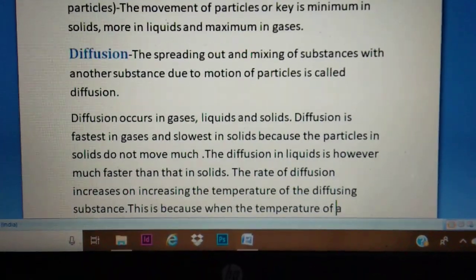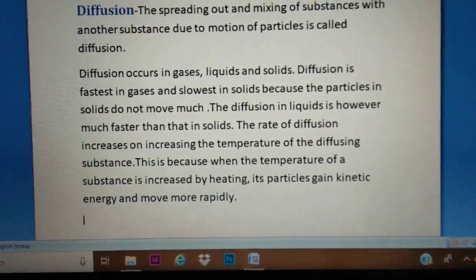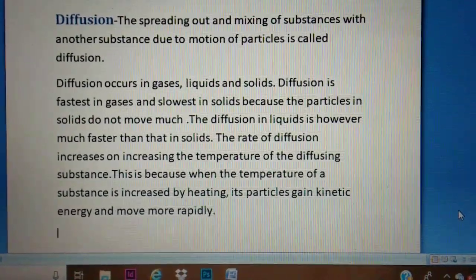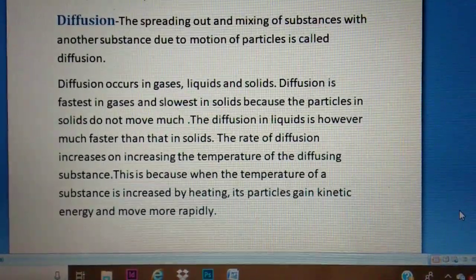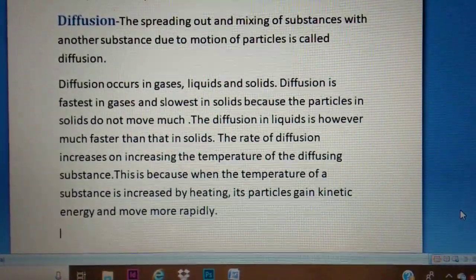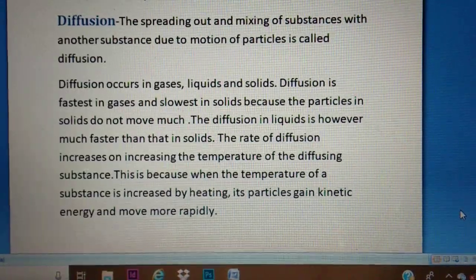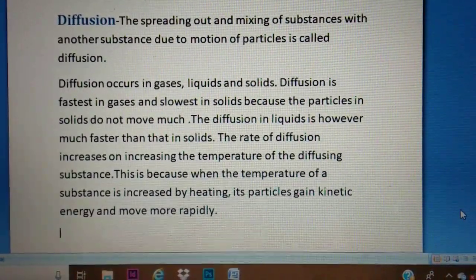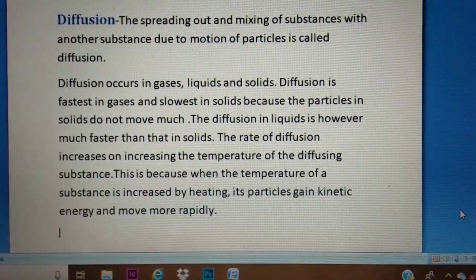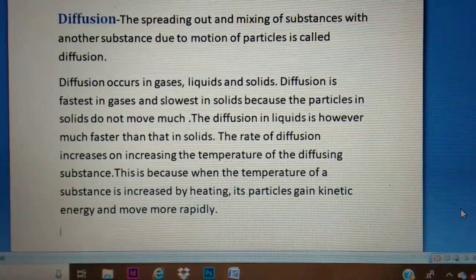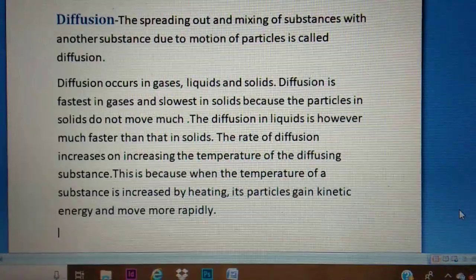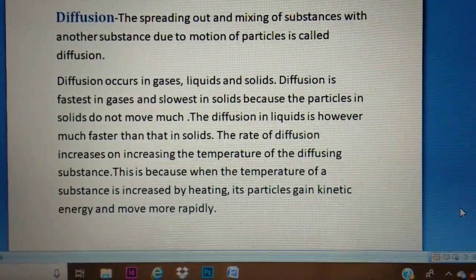Now I will tell you one more term, that is diffusion. First I am going to tell you the definition of diffusion. It is the spreading out and mixing of a substance with another substance due to the motion of its particles. Okay, when one substance mixes with the other substance, that mixing is known as diffusion, and this continues until both substances form a uniform mixture. The concentration of both will be uniform. Up to then the diffusion will be carried out.